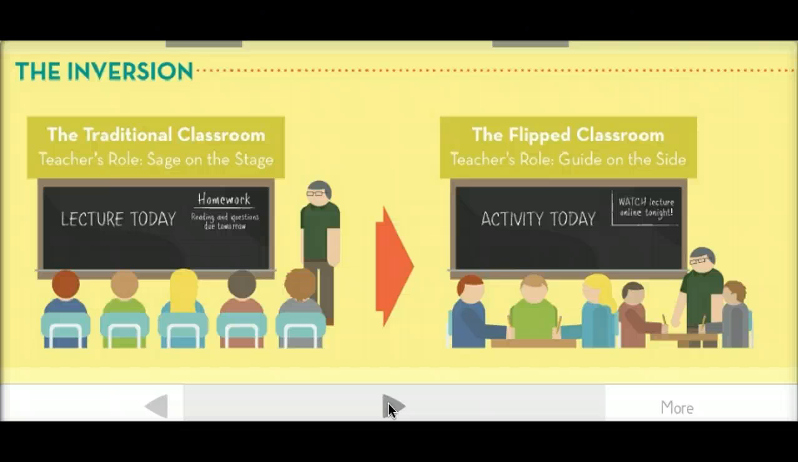The inversion of a flipped classroom. In the traditional classroom, the teacher's role is the sage on the stage. They sit in front of the class and lecture to the students while the students take notes, and then students do the practice problems at home as homework. In the flipped classroom model, the teacher's role is the guide on the side. The students learn the concepts through the videos as homework, and then in class they do activities to go deeper into the concepts and learn how to think critically.